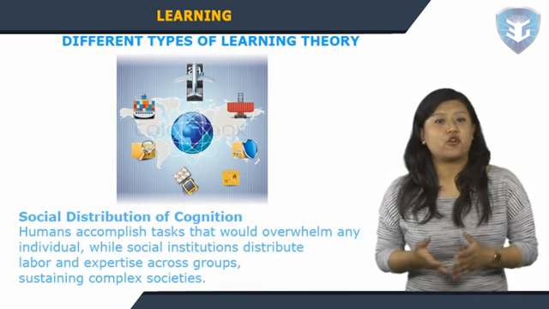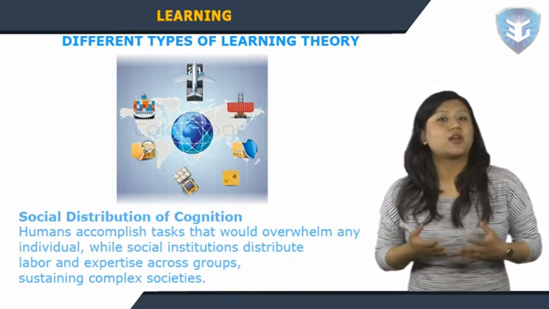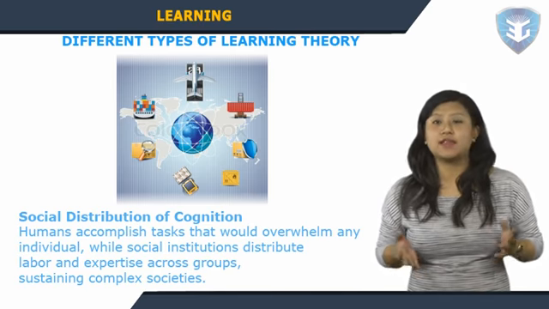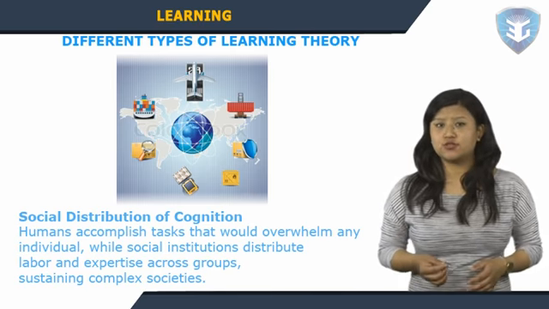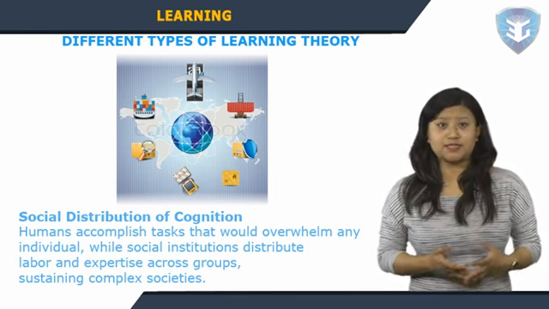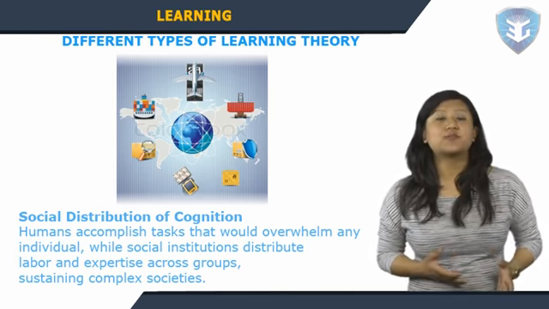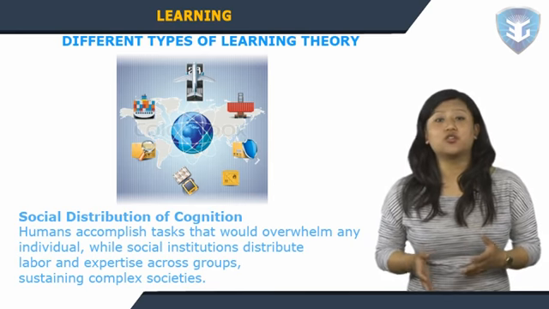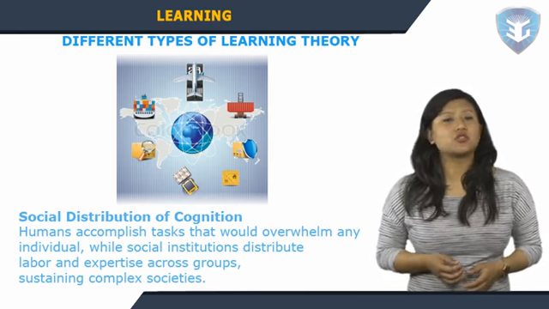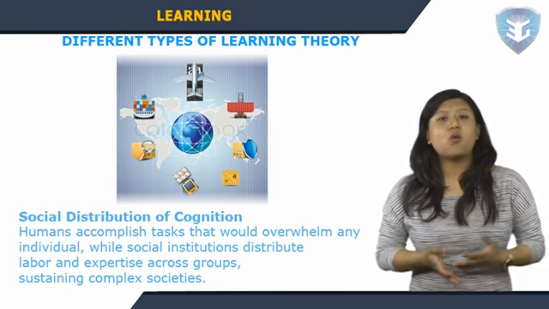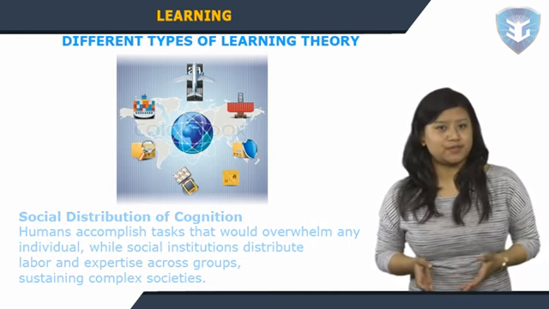Social distribution of cognition. Through orchestrated group activity, humans accomplish tasks that would overwhelm any individual, while social institutions distribute labor and expertise across the groups, sustaining complex societies. From sports to science, nearly every human endeavor depends on the social coordination of the activity, whether among people in close proximity or widely dispersed in time and space.